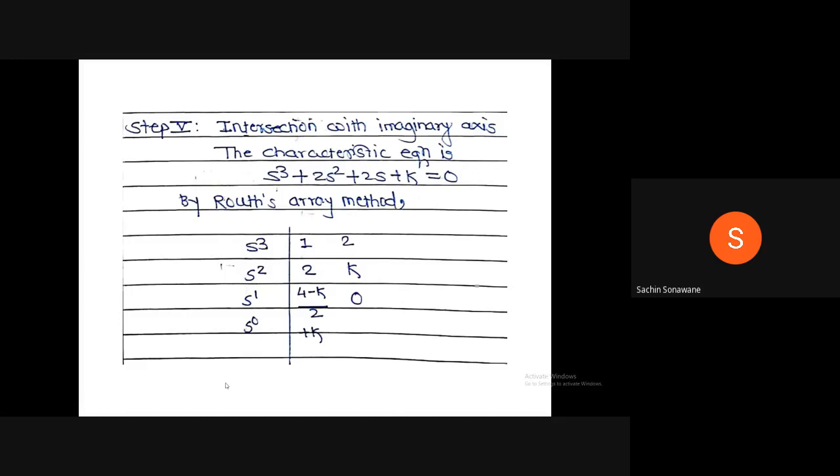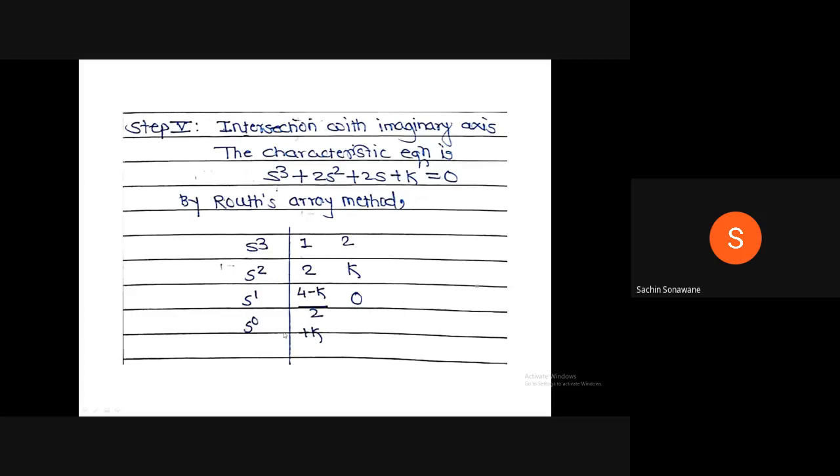The characteristic equation is s cube plus 2s square plus 2s plus K is equal to 0. Therefore, by Routh-Hurwitz method, s cube, s square, s raised to 1, s raised to 0. In front of s cube, we write 1 and the coefficient of s, that is 2. In front of s square, we write 2 and K. And how to obtain the value here? 2 into 2 minus K into 1 divided by 2, 0. And s raised to 0, K.